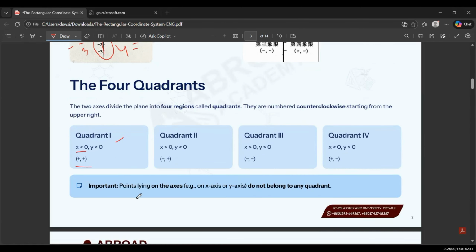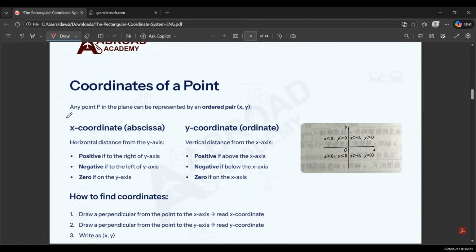So what is the important point here? The points lying on the x-axis or y-axis do not belong to any quadrant. Coordinates of a point: any point P in the plane can be represented by an ordered pair (x, y). The x-coordinate is the horizontal distance from the y-axis; it is positive if to the right of the y-axis, negative if to the left of the y-axis, and 0 if on the y-axis, right? The y-coordinate is the vertical distance from the x-axis; positive if above the x-axis, negative if below the x-axis, and 0 if on the x-axis, as you can see here.